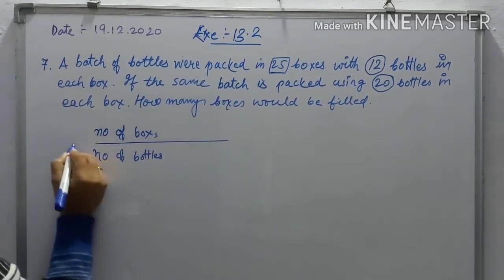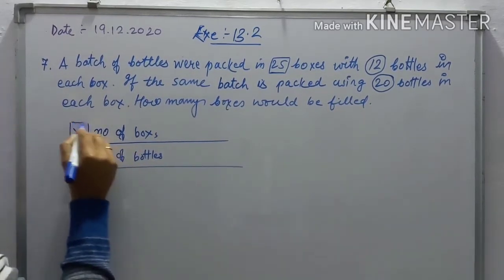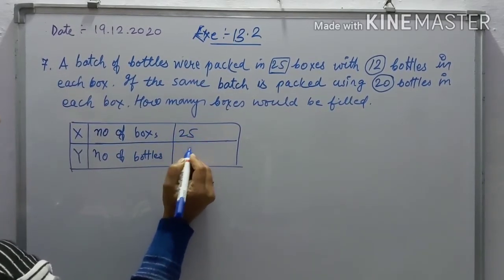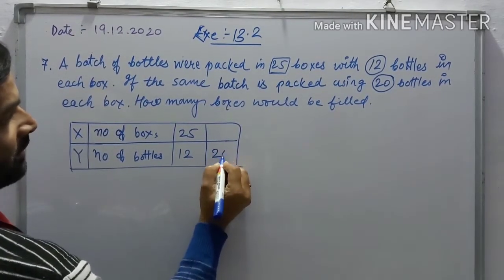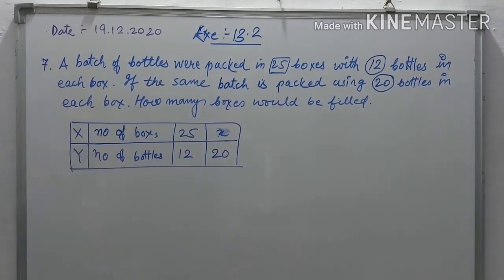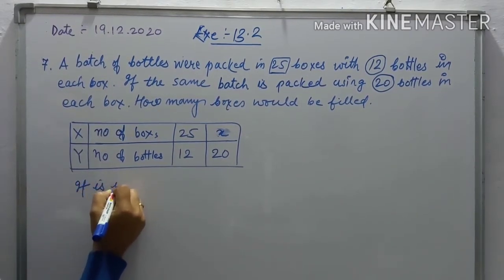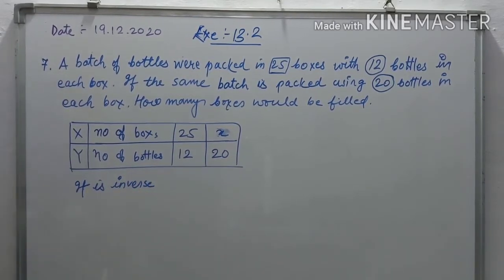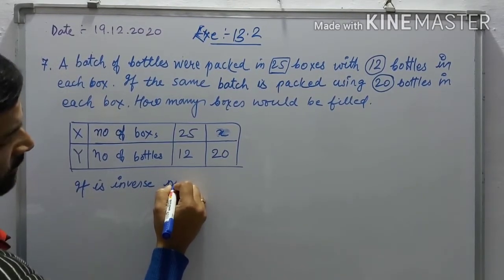Okay, the first quantity is capital X, the second capital Y. The number of boxes is 25 and bottles per box is 12. Okay, and the number of bottles will be 20, and the number of boxes is X, written as small x. Now it is inverse proportion.